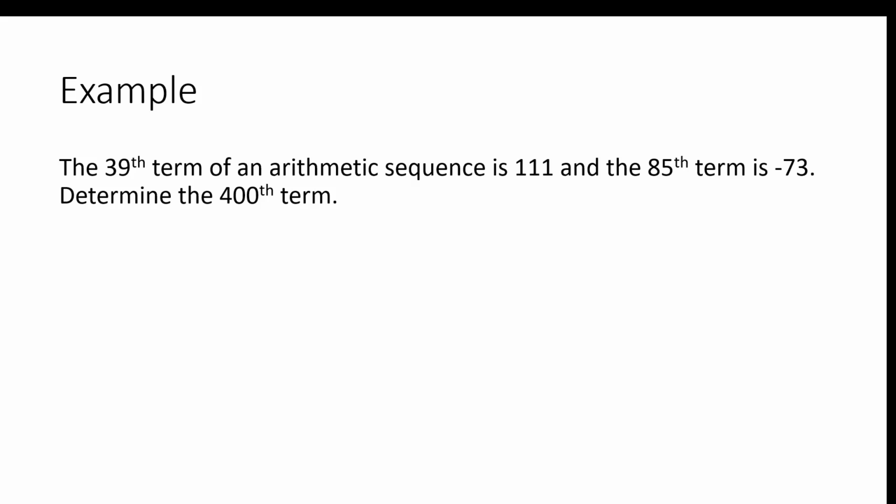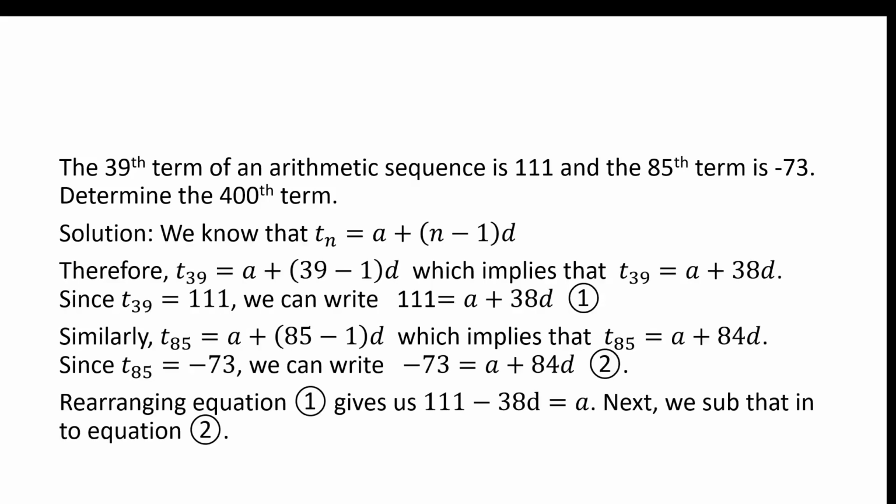Now, what if we're told that the 39th term of an arithmetic sequence is 111, and the 85th term is -73, and we'd like to know the 400th term? Well, what we're going to do, we're going to figure out what A and D equal. We know that Tn equals A plus n minus 1 times D. So if n is 39, then T39 will be A plus 39 minus 1 times D. So in other words, the 39th term is equal to A plus 38D.